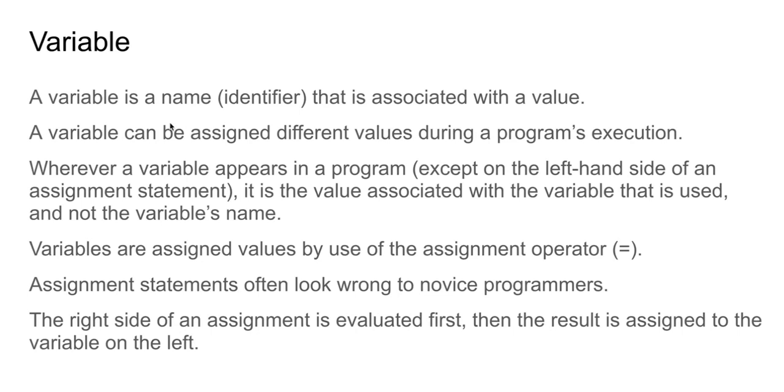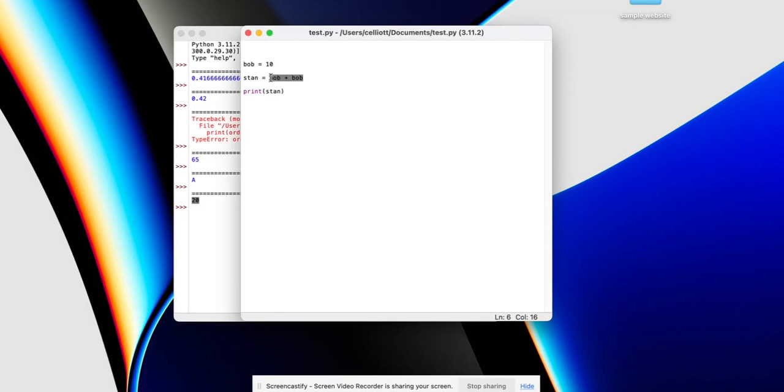Okay. So variables are assigned values by use of the assignment operator, which is the single equal sign. Assignment statements often look wrong to novice programmers because we use them backwards, right? So we're doing the name of the identifier of the variable, and then we're setting it equal to whatever value we want it to equal. So it looks backwards as opposed to how you would do it mathematically. The right side of an assignment is evaluated first, then the result is assigned to the variable on the left. An example of that would be here, where we actually have an equation going on that is going to be evaluated, and then whatever the results of this are going to be set equal to Stan. And you'll see that a lot as we move forward.